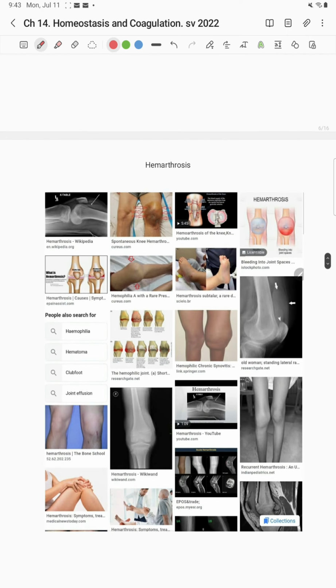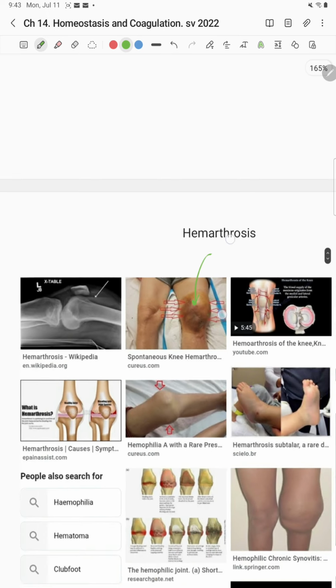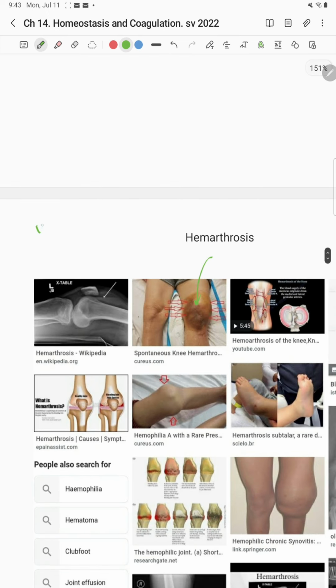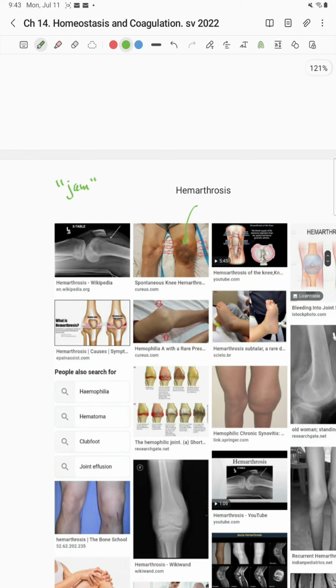All right, hemarthrosis. Okay, arthro is joint. So this is bleeding in the joint. So here's an example. There's bleeding inside of the knee there. If you jam your finger, your knuckle, it can swell. That is bleeding that happens within the knuckle. That's why it limits your range of motion.